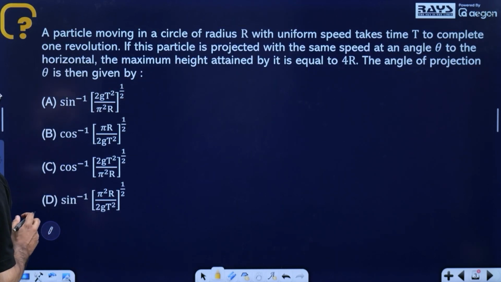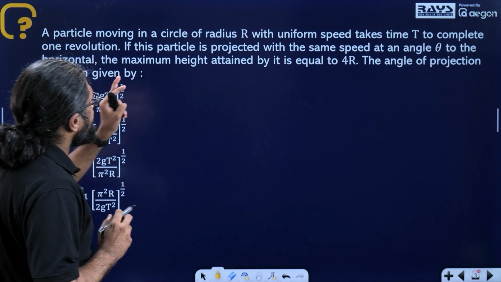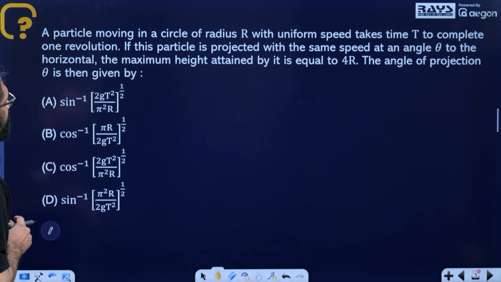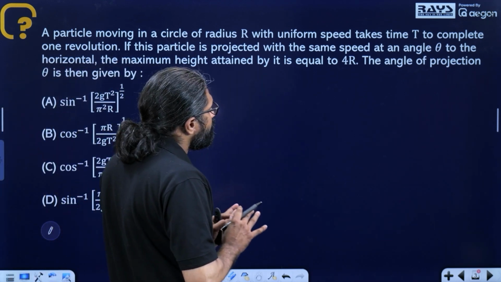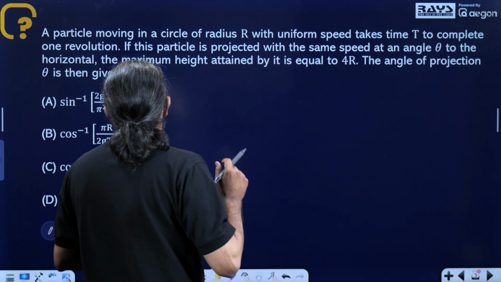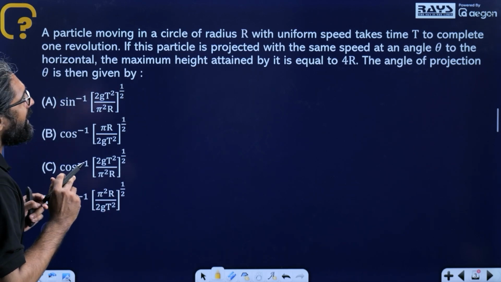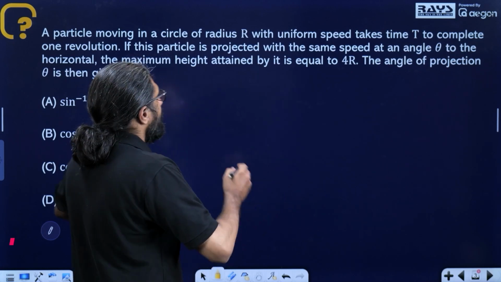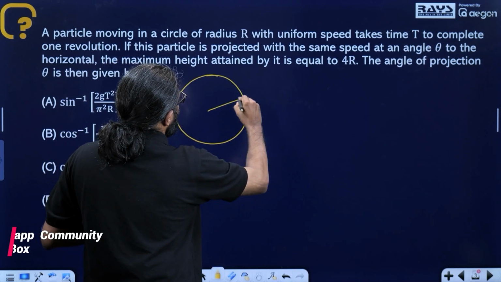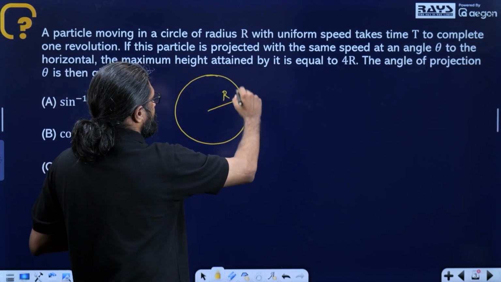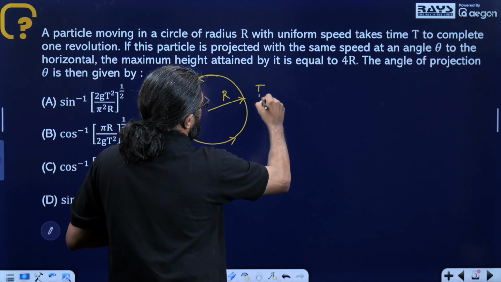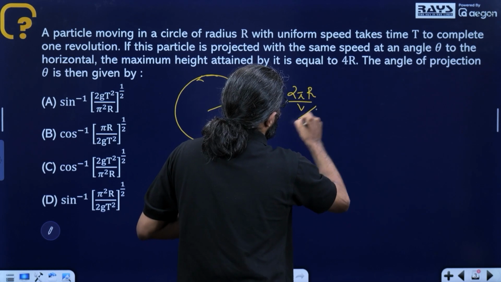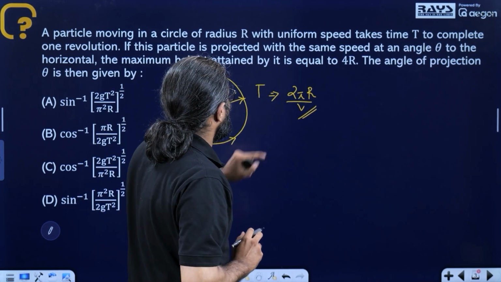First one here says, a particle moving in a circle of radius capital R with uniform speed takes time capital T to complete one revolution. If this particle is projected with the same speed at an angle theta to the horizontal, the maximum height attained by it is equal to 4r. The angle of projection theta is then given by. The question says, R radius track, V speed, travel T, which means T will have to be equal to 2 pi R divided by V. So that is known here. We'll use that very soon.